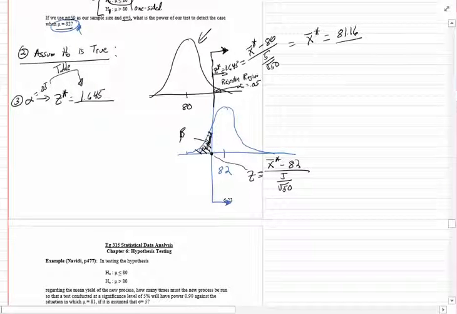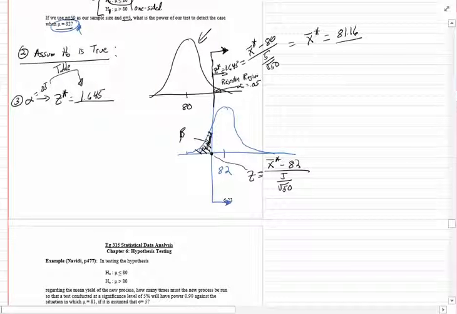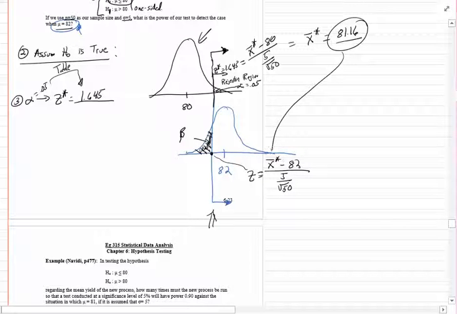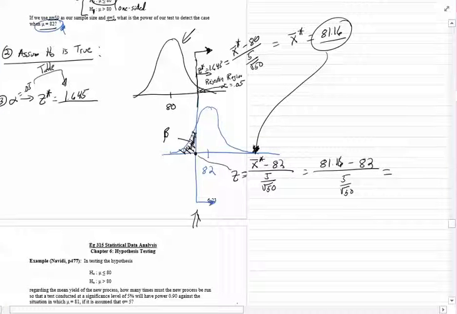Is everyone okay with that? We could have done this all along. We were comparing z with z stars. We could have gotten an x bar star every time. And then the nice thing about extending this line down is it helps reinforce that this is the same. So now we have 81.16 minus 82, over 5 over the square root of 50, and that gives us some z value, which, do I have it? I think I do. Is it minus 1.19?